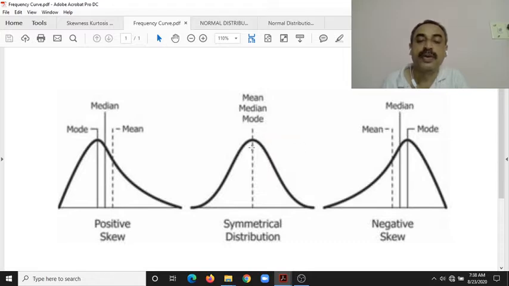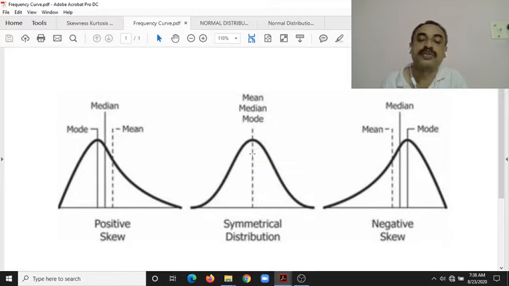The maximum value of this symmetric frequency curve is attained at their common point of coincidence. And from this common point, the frequency curve decreases on either side at the same rate. That's why we have a symmetric frequency curve.